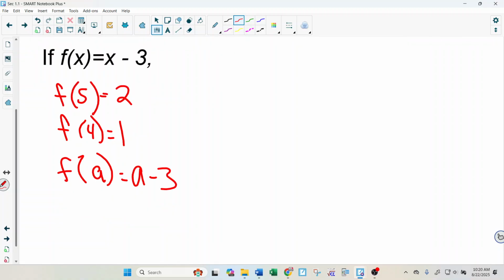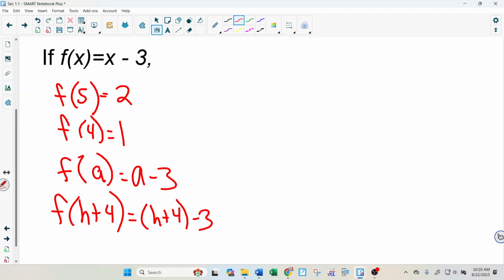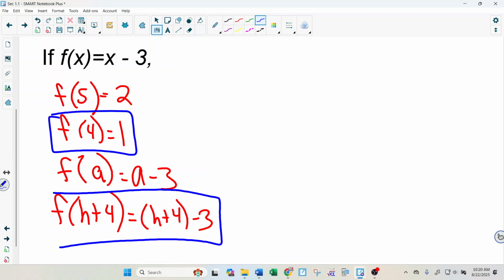So what would f of h plus 4 be? You would just plug in h plus 4. So you would say h plus 4 minus 3. Just see how we're substituting that in, okay? Now, if you notice, these two right here are what we're going to use here in a second.